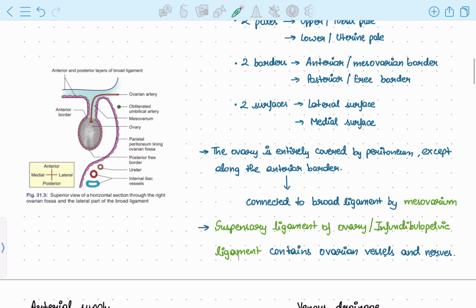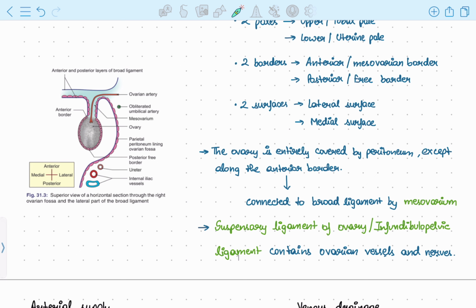Now the ovary is entirely covered by peritoneum except along the anterior border. Along the anterior border, we have the anterior and posterior layers of the broad ligament. This ovary is connected to the broad ligament through another peritoneal fold, which is known as the mesovarium. Mesovarium is in a sense a part of the broad ligament only, but since it is connected to the ovary, it is known as mesovarium. It connects the ovary to the broad ligament.